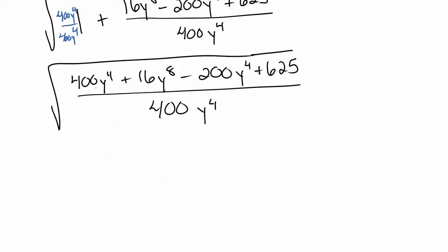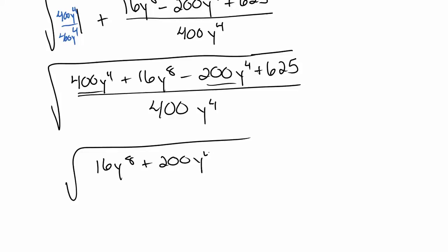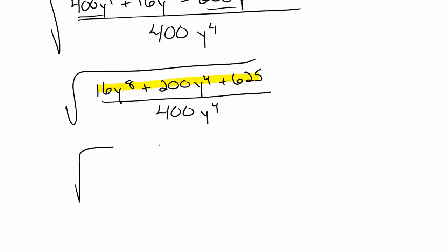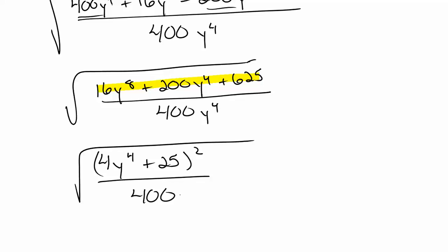And then you can clean this up. You can collect like terms here, and you'll have the square root of 16y to the 8th plus 200y to the 4th plus 625 divided by 400y to the 4th. And this is really cute because this numerator, this top, is actually a perfect square. It factors as 4y to the 4th plus 25 quantity squared. It's a cute little problem, maybe, if you guys are into this stuff. So 4y to the 4th plus 25 quantity squared over 400y to the 4th.